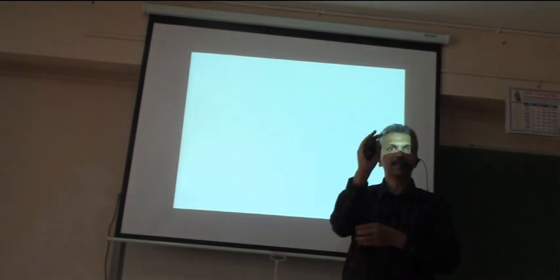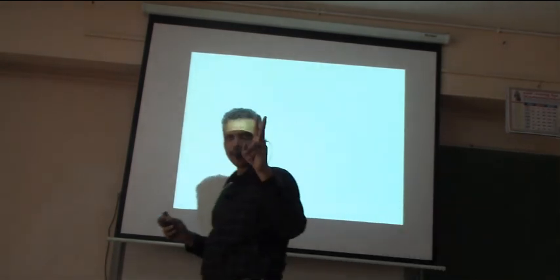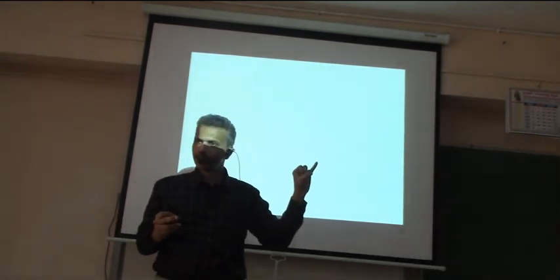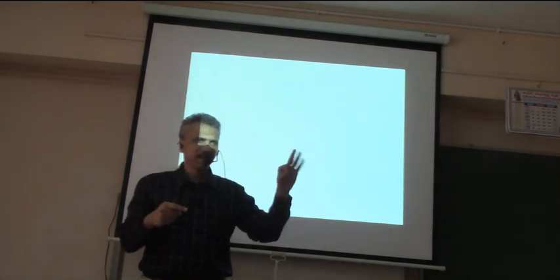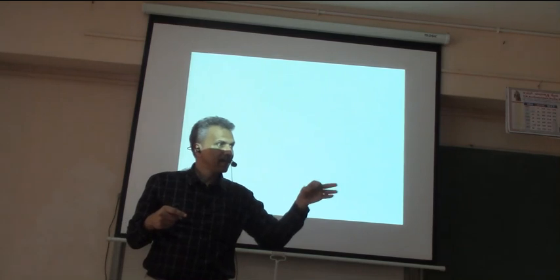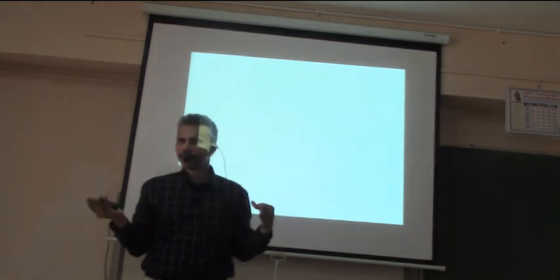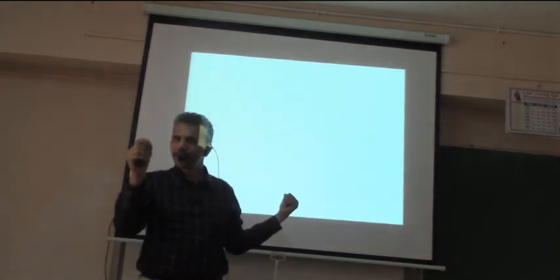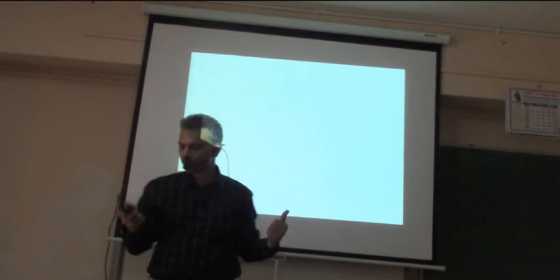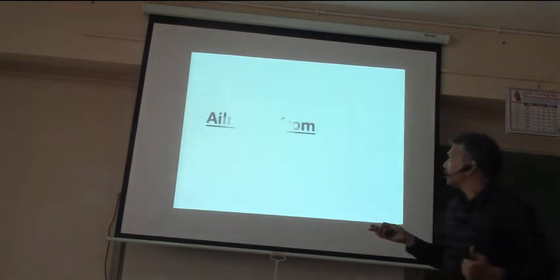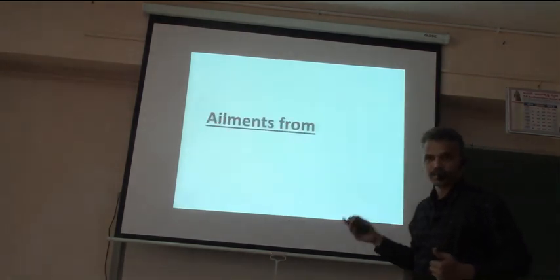Now this is what we call thermals. In thermals we have two types. One is chilly and the other one is hot. And there is something in between. We call them ambi, neither chilly nor hot. In aloe it is very clear they are hot patients. We'll go ahead. Now very important is ailments from.